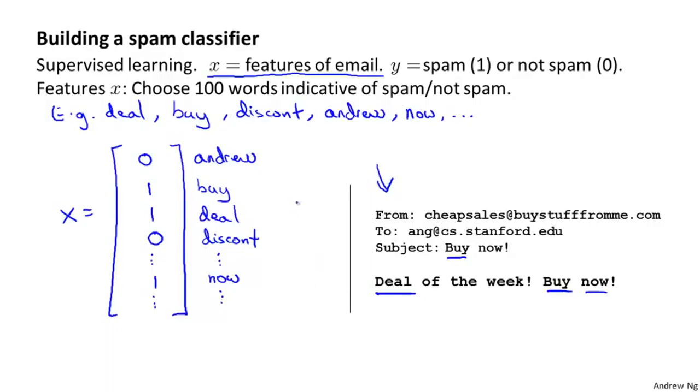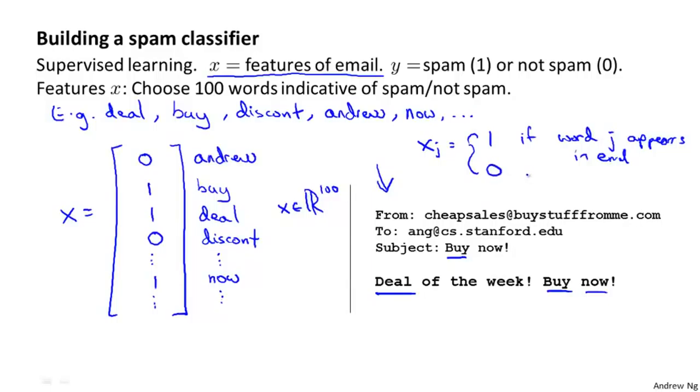And in this example, my feature vector would have dimension 100 if I chose 100 words to use for this representation. And each of my features x_j will basically be 1 if a particular word, let me call this word j, appears in the email, and x_j would be 0 otherwise. Okay. So that gives me a feature representation of a piece of email.